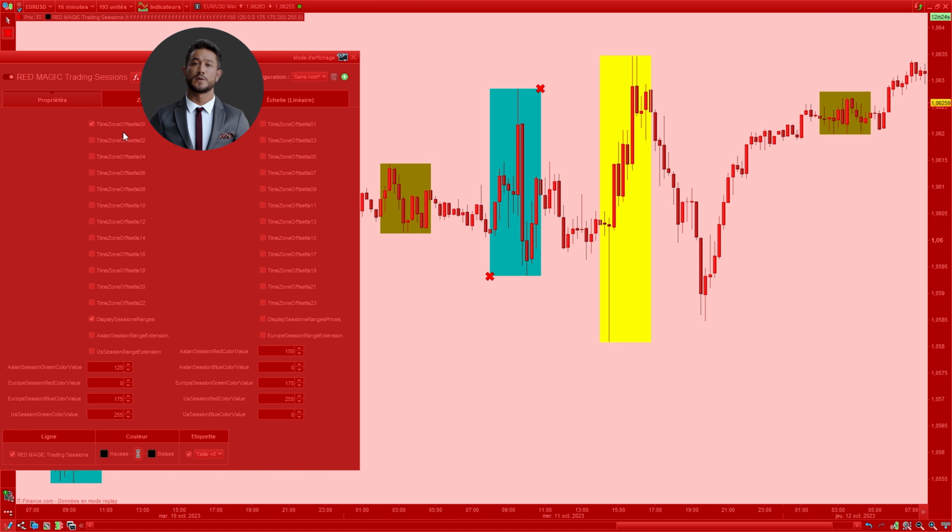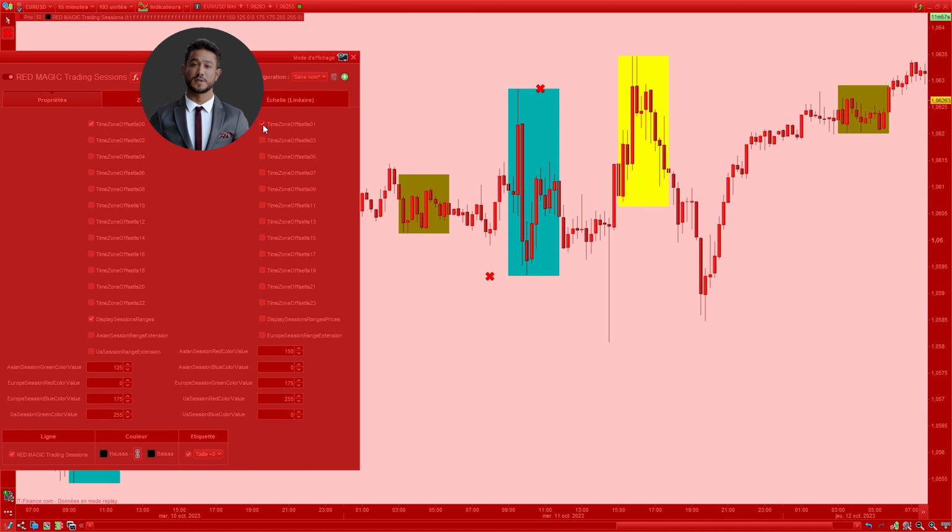Now if you look at the parameters on the left of your screen, you notice that the first parameter is the time zone offset. You can adjust the display time of the trading sessions according to your time zone. A time zone offset of 00 means there will be no offset compared to Paris time. A time zone offset of 06 means there will be an offset of 6 hours compared to Paris time. If I tick the time zone offset as 01 box, there is now an offset of 1 hour compared to Paris time. 1 hour on a 15 minutes chart represent 1, 2, 3, 4 candles.